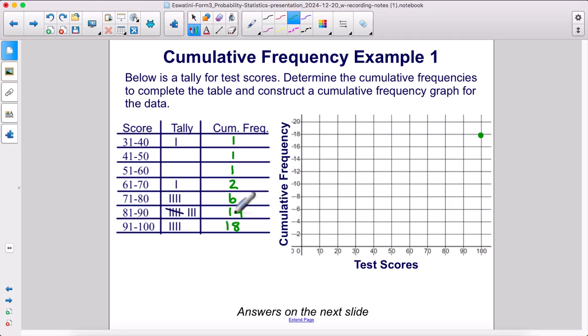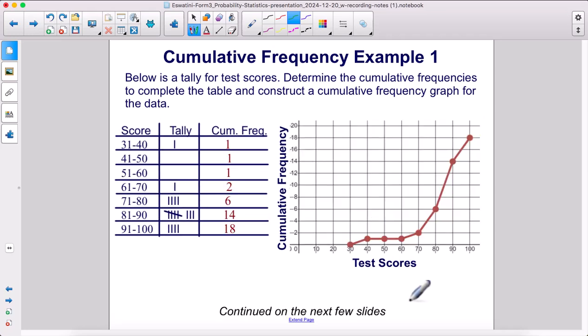At 90, we will have 14. At 80, we will have 6. At 70, we will have 2. At 60, we will have 1. At 50, we will have 1. And at 40, we will have 1. All right, and here's the graph. We can see that we start at 0 at the 30.